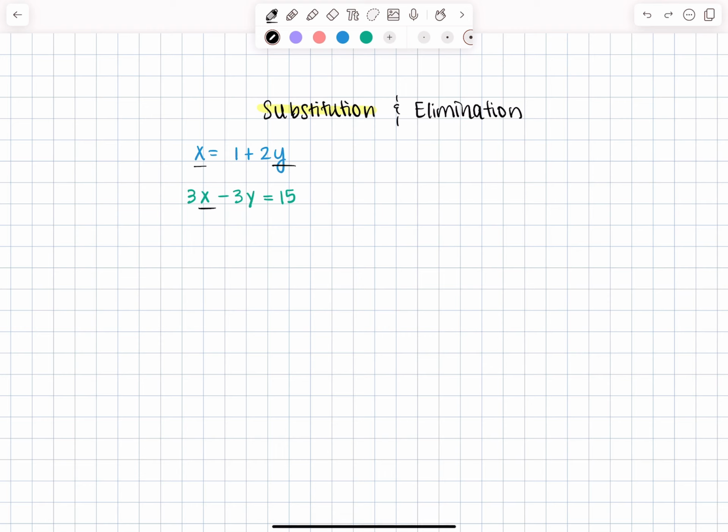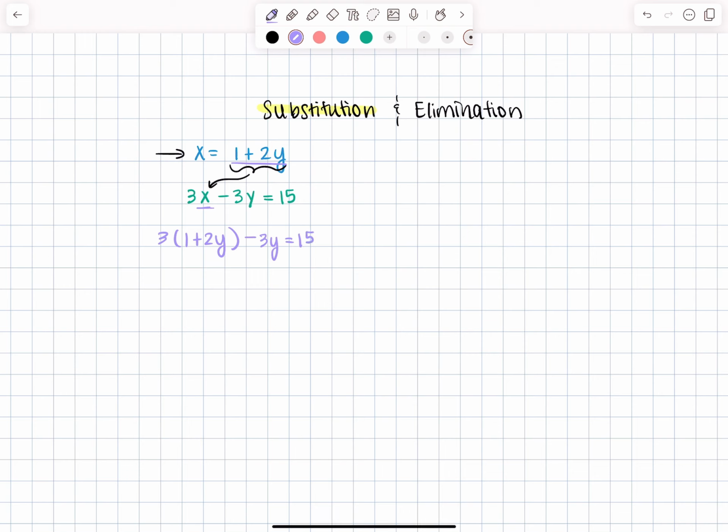So the first thing to do for substitution is make one variable equal to another. So we have to isolate it. The x here is isolated all by its own and it equals this part right here. So we can input this whole part into the x over here, into this function. So then we would have 3 times 1 plus 2y. So this whole part came down to the x in 3x minus 3y equals 15.